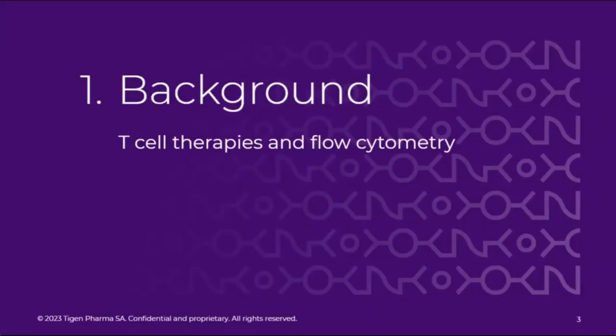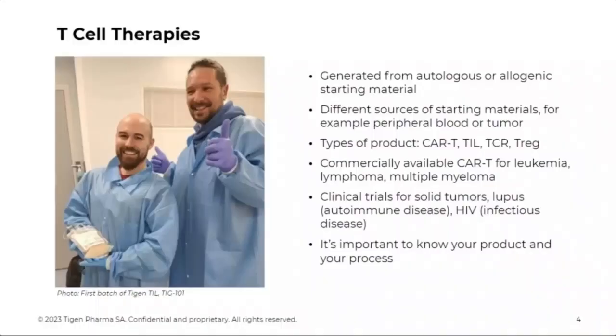So first, a little bit about the background for those who don't know that much about this area. T-cell therapies are generated from either autologous or allogeneic starting material, which comes either from the patient itself or from other people who have donated starting material. The starting material can be from different sources, for example, peripheral blood or tumor.